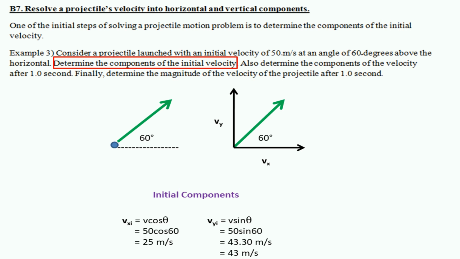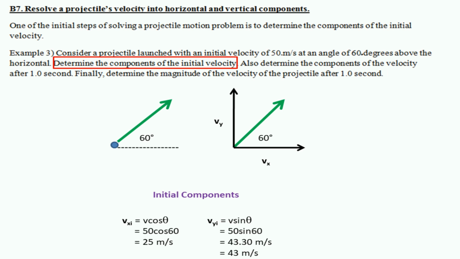Consider a projectile launched with an initial velocity of 50 meters per second at an angle of 60 degrees above the horizontal. Now the question is, determine the components of the initial velocity. Also determine the components of the velocity after 1.0 seconds. Finally, you will determine the magnitude of the velocity of the projectile after 1.0 seconds.